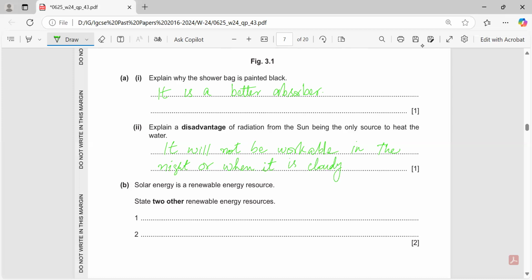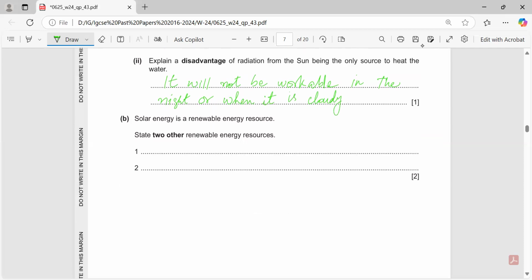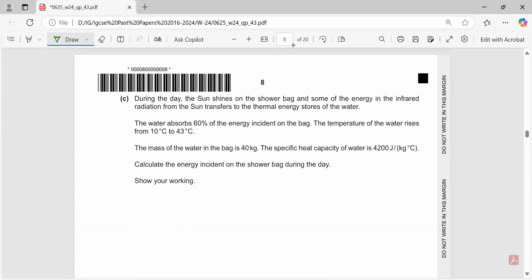Solar energy is a renewable energy resource. State two other renewable energy resources. Many we can write. So other than the previous one, I will write geothermal, a renewable source of energy. I will also write biofuels, a renewable source of energy. Geothermal, yes; marine, you also said the same. Okay, good.